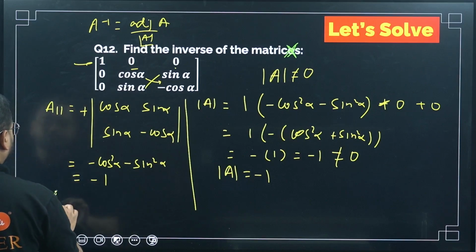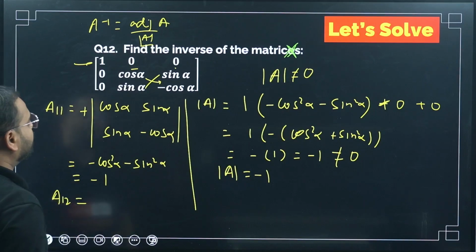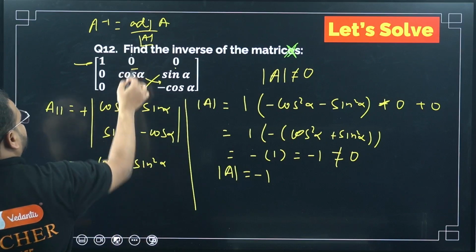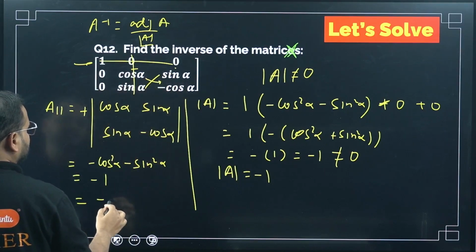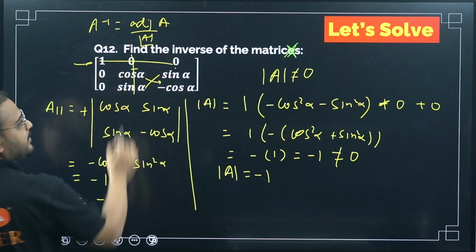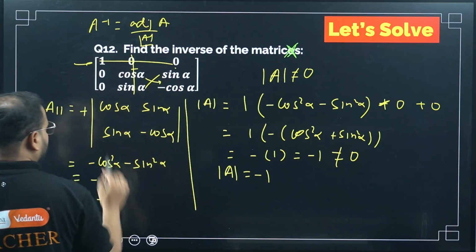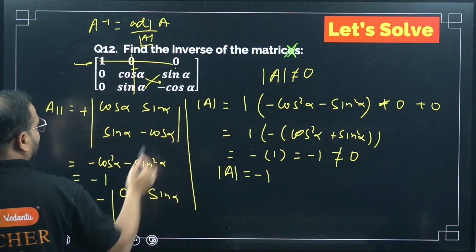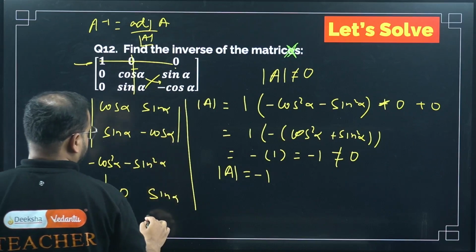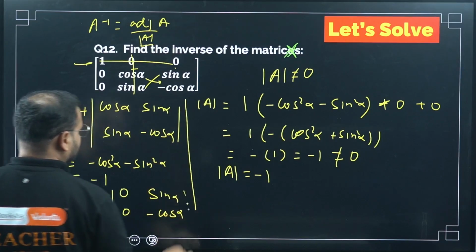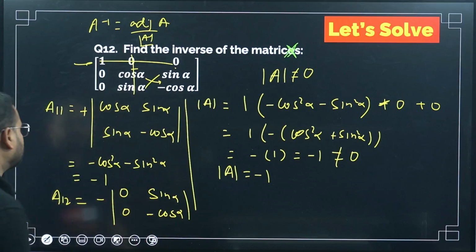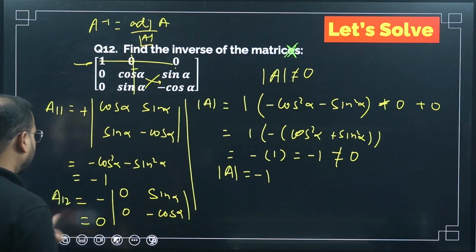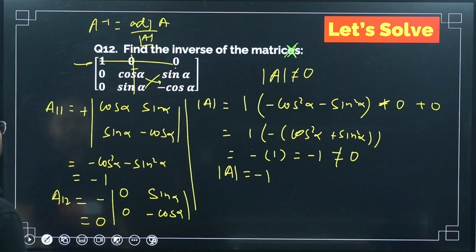What about A12? For A12 I'll do what? This and this. Okay. So I have to take a minus sign. Why? Because the second element is negative. What is my matrix? 0 sin alpha and 0 minus cos alpha. Please check this. 0 into 0 and 0 into 0. What is the answer? Simply 0. So my A12 is 0. Let me see the next one.